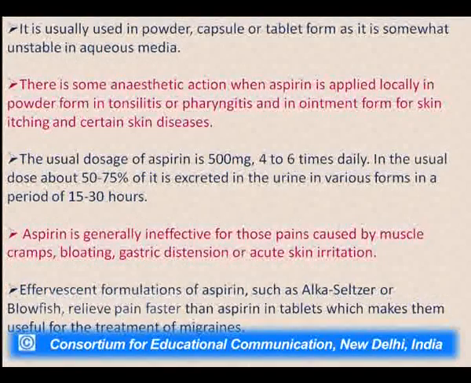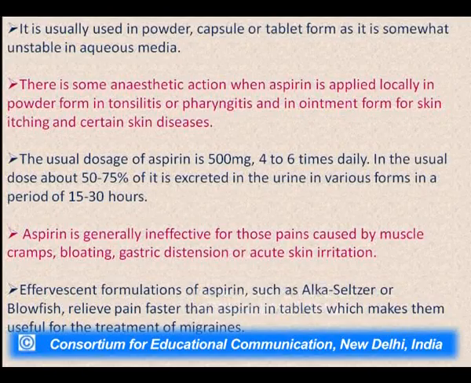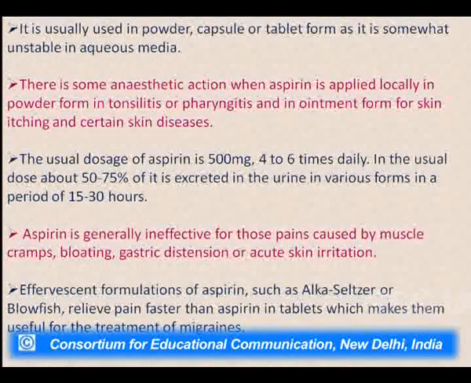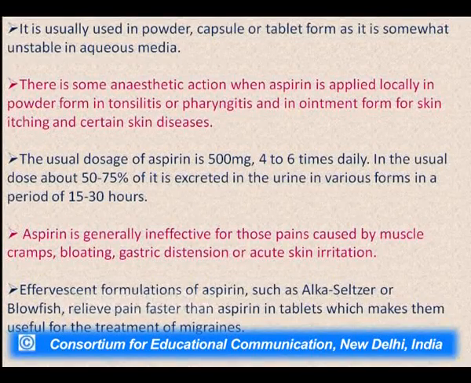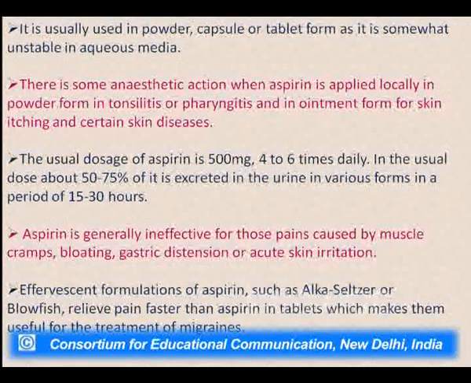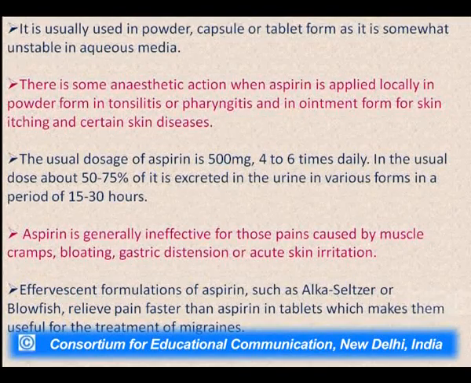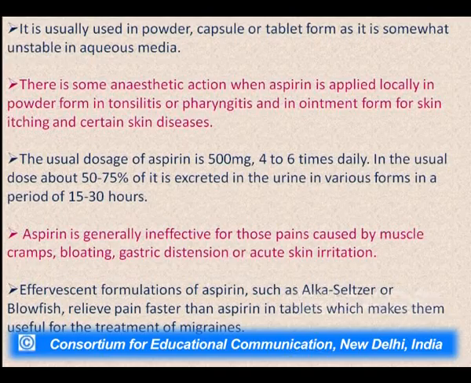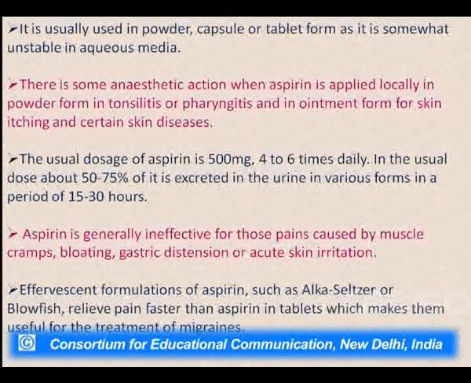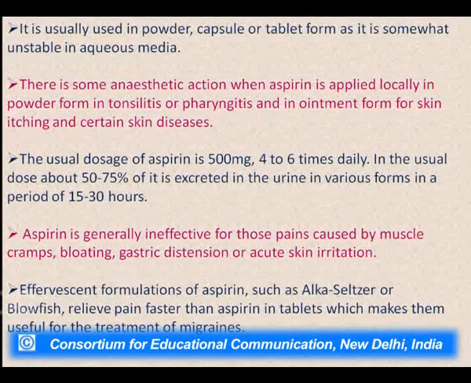Other uses: it is usually used in powder, capsule form or tablet form, as it is somewhat unstable in aqueous medium. There is some anesthetic action also when aspirin is applied locally in powder form in tonsillitis and pharyngitis, and in ointment form for skin itching and certain skin diseases also. The dosage of this aspirin is 500 mg 4 to 6 times daily. In the usual dose, about 50 to 75% of it is excreted in the urine in various forms in a period of 15 to 30 hours.